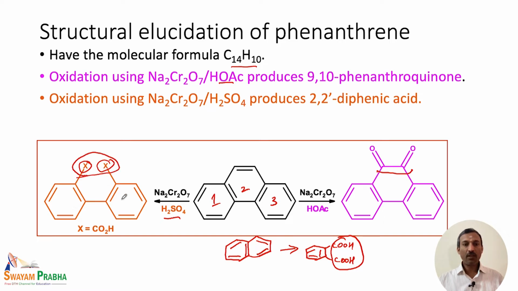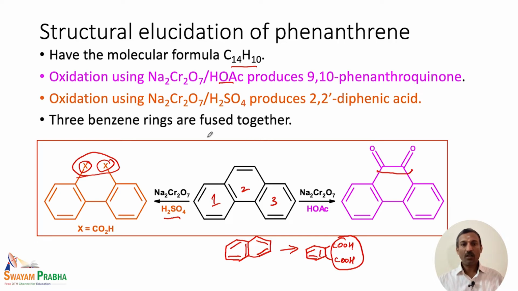And since there are 2 benzene rings attached by a carbon-carbon bond as shown here, we can infer that there are 3 rings present in phenanthrene. And now the question is whether these 3 are in a linear fashion or connected in an angular fashion. That is the only thing we have to find out.